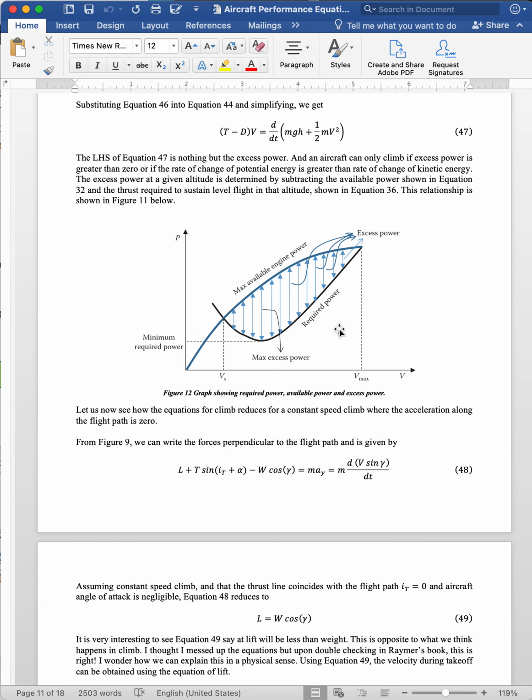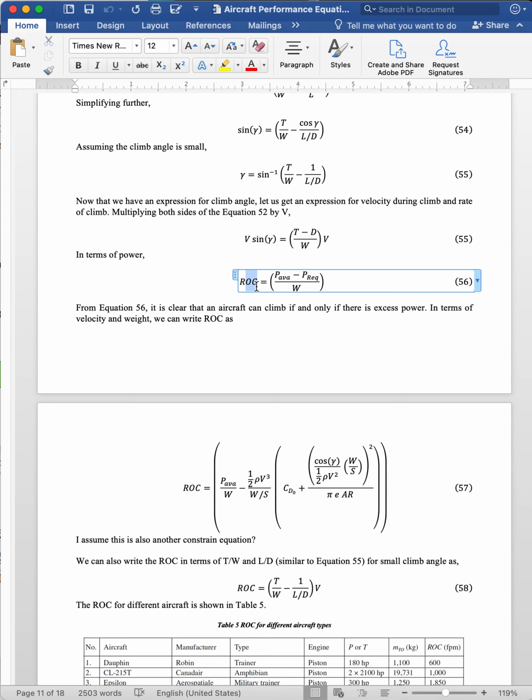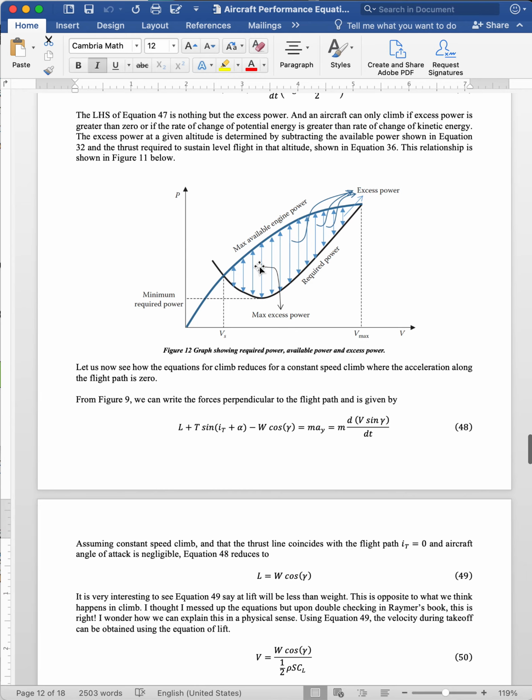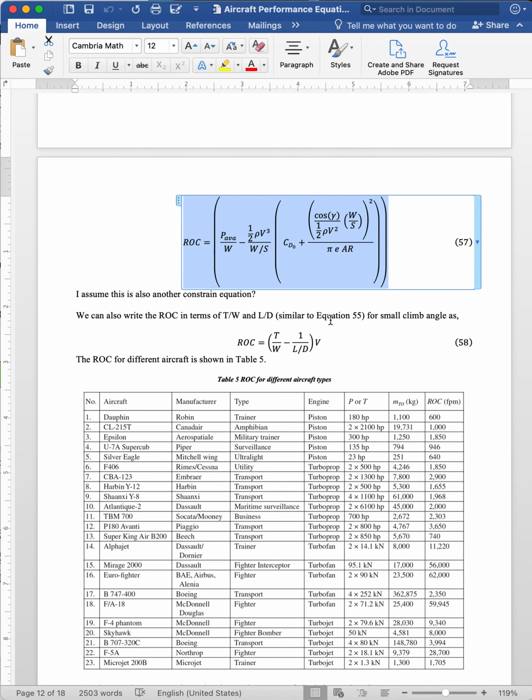As we go through this process, we have what is called the ROC, rate of climb. You can see that's the power available minus power required, which is basically the excess power. So as you can see, the rate of climb directly depends on how much excess power you have, right? And here's a nice equation for rate of climb.